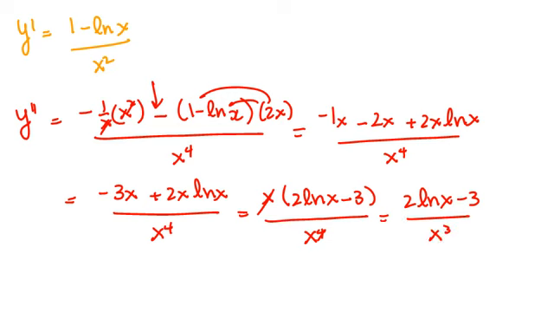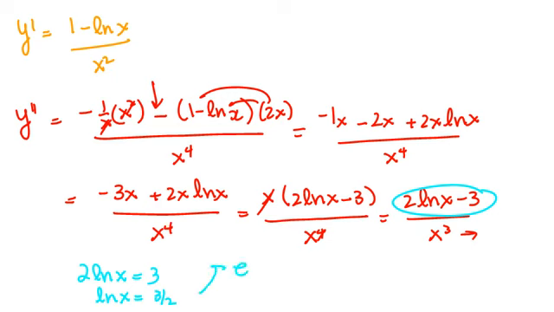So I have a possible inflection point when the second derivative is 0 or doesn't exist. Remember, x equals 0 is not in the domain, so all I really need to worry about is where this is 0. So 2 log x equals 3, which means log x equals 3 over 2. And solving for that, I get e to the 3 halves. That's what x is for where the second derivative is 0.